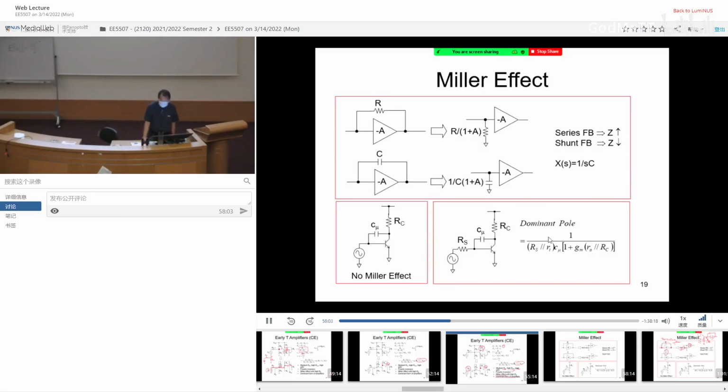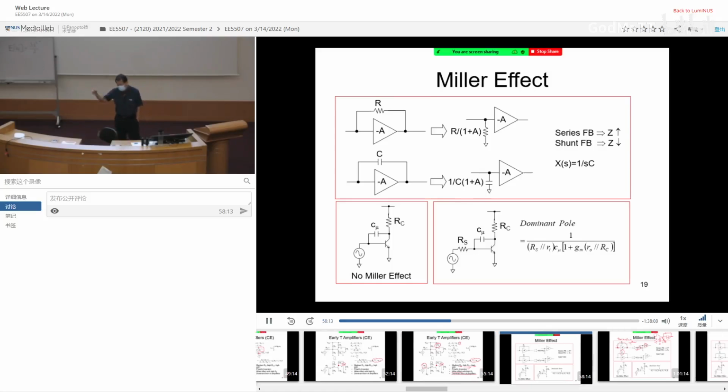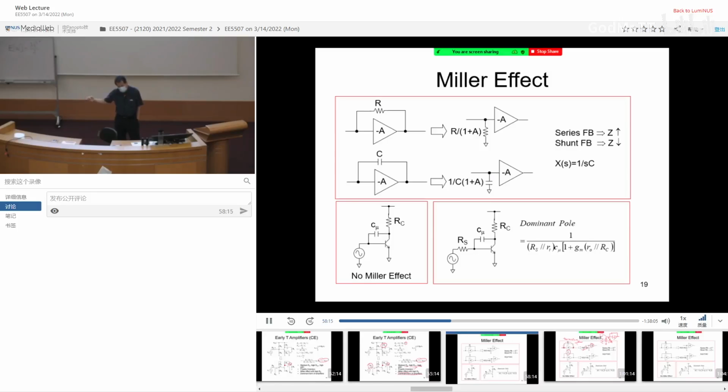Maybe you can come up with something called negative feedback. Now, Miller effect. Amplifier is negative gain. Now, if you have an amplifier that is negative gain, if you try to connect a component from the output back to the input, that is what we call shunt feedback. What does it mean by shunt?